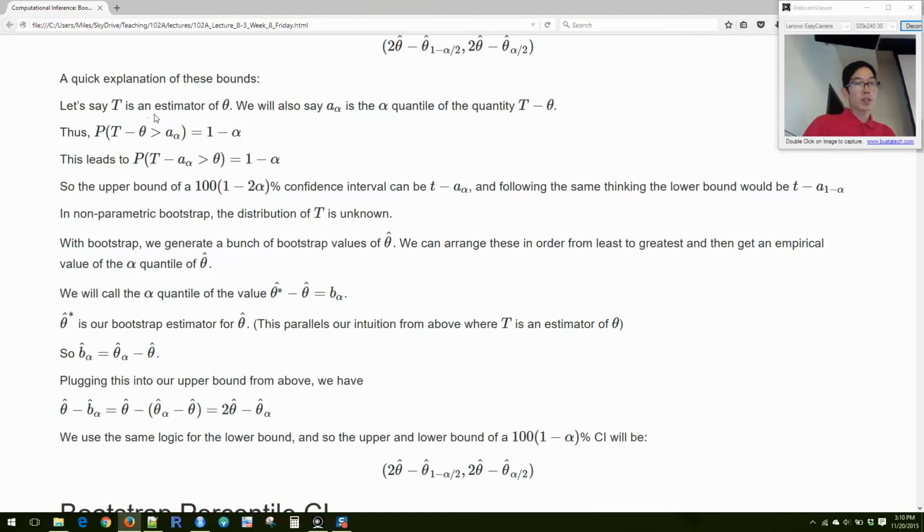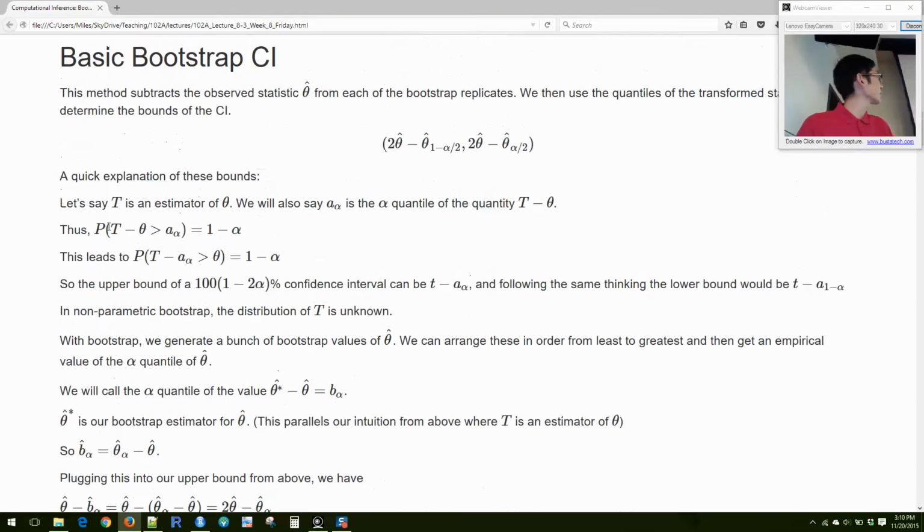So we can pretend we have the parametric case, okay? And we'll say T is an estimator for theta. What we're going to do is transform all of our things by doing T minus theta. And we're going to assign this value A sub alpha as the alpha quantile of the quantity T minus theta. If you're following me so far, this is just the definition of a quantile.